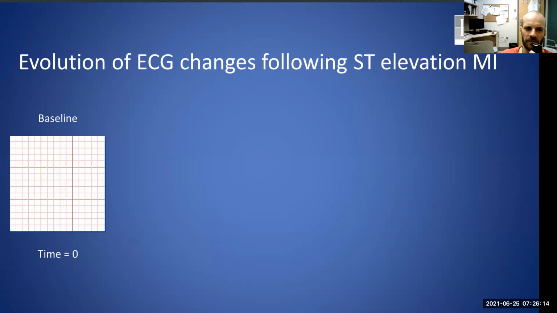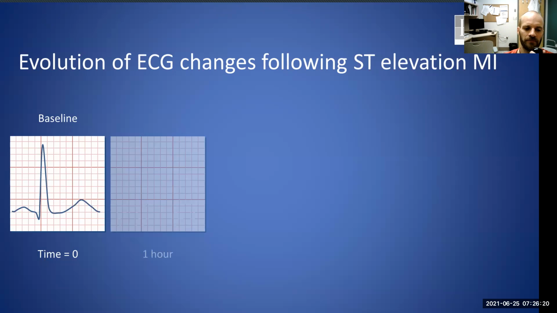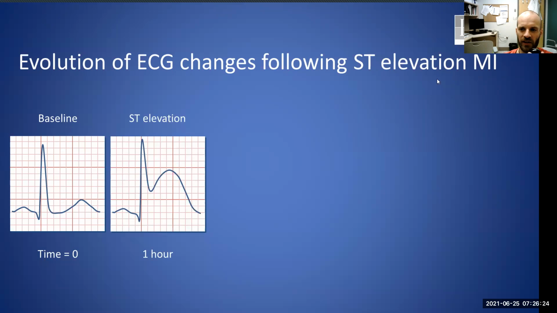But I say the early phase because these ECG changes change over time. That's our baseline at T equals 0. At 1 hour, following an ST elevation MI, which we remember is normally caused by a complete occlusion of a main coronary artery, we get our ST elevation pattern like this. The things I want you to notice are that the R wave is still tall, and there's still very little in the way of a Q wave here.